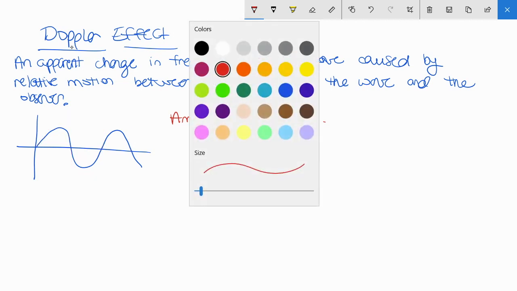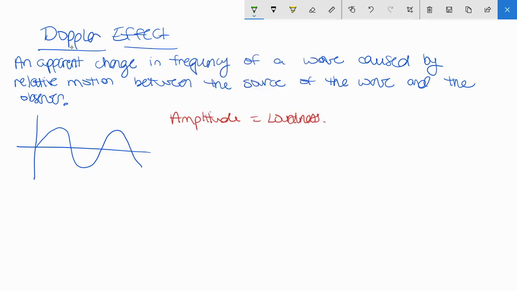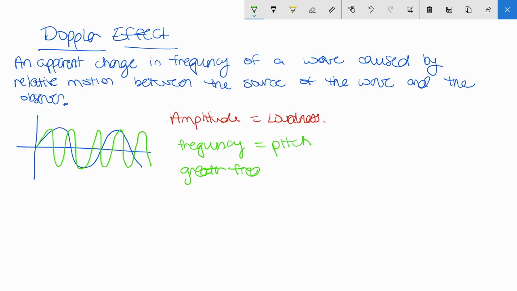If we have a change in frequency, so a change in frequency would mean that the wave is more frequent. Okay. And what you actually hear when you hear frequency is you hear a change in pitch. So the greater the frequency, the higher the pitch. Okay, so that's what we're talking about.